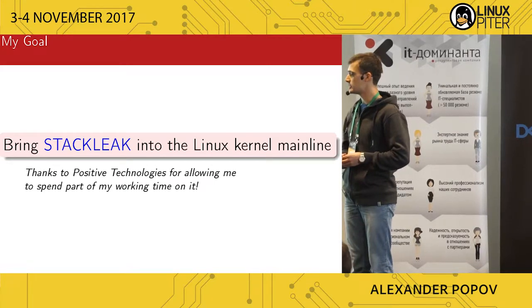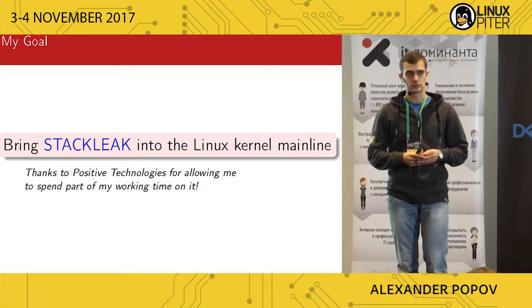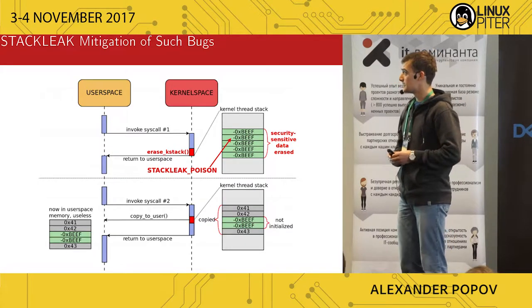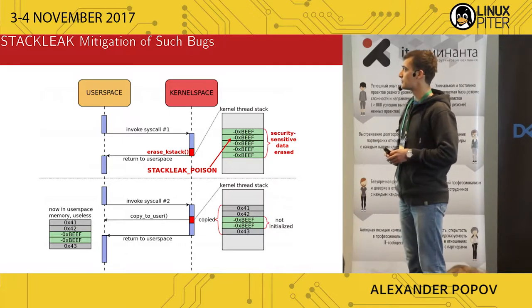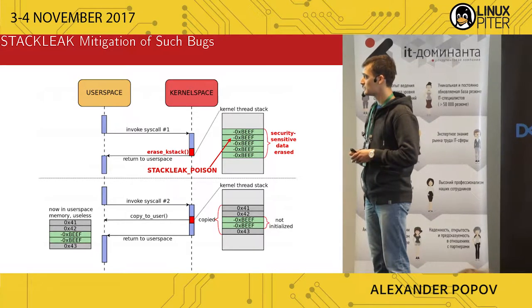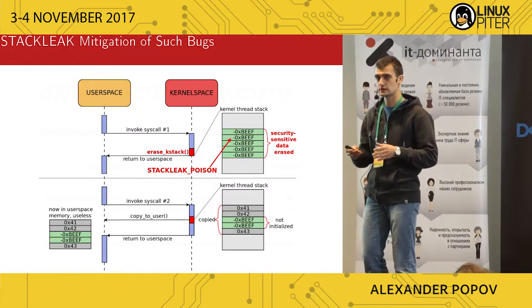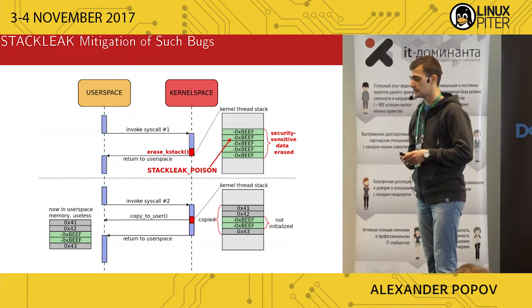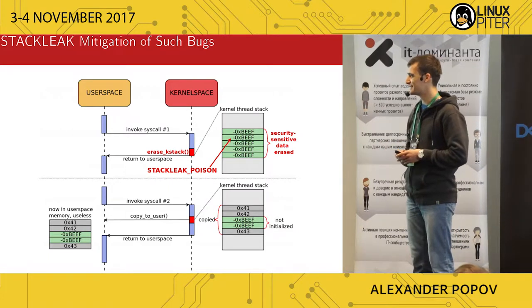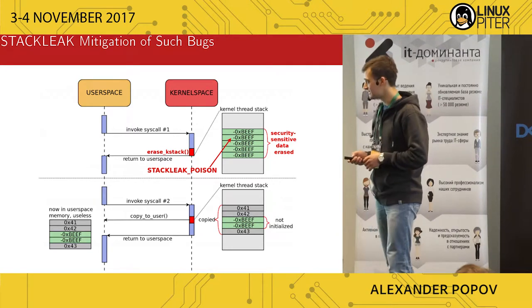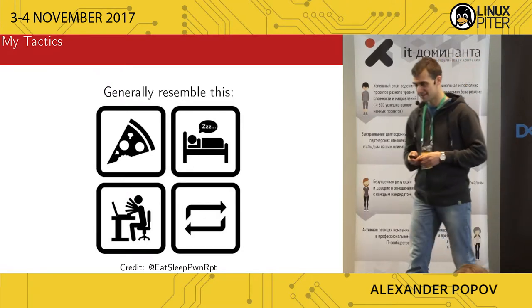What is my goal according to that? I really want to bring StackLeak into the Linux kernel mainline, and I'm really grateful to my employer, Positive Technologies, for allowing me to spend part of my working time on that task. What is my tactics? First of all, I carefully extracted this feature from the Grsecurity patch. It is really big. You can see that there are more than 200,000 lines in it. Of course, not all of them are actual code changes, but it is really big. I extracted the StackLeak feature from it and carefully learned it bit by bit. And now I'm doing my job in a loop: sending the patch to the Linux kernel mailing list, getting the feedback, improving the patch series, and sending again. It looks like eat, sleep, pwn, repeat, something like that.